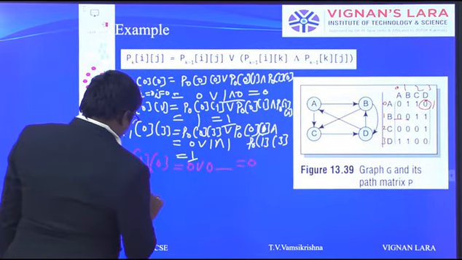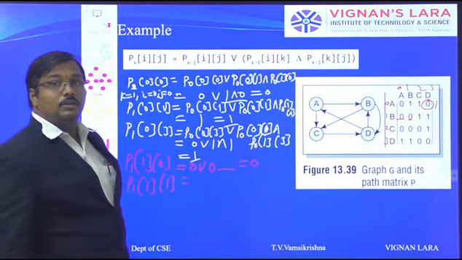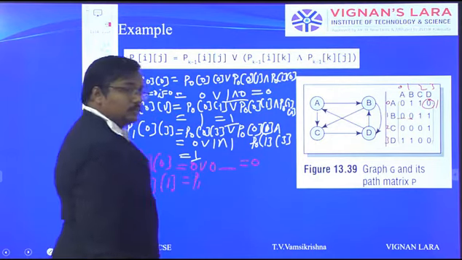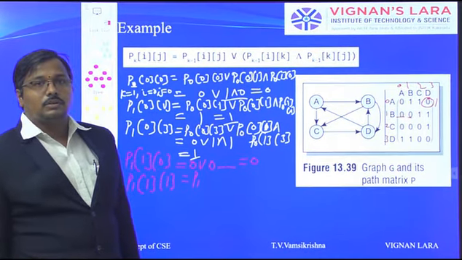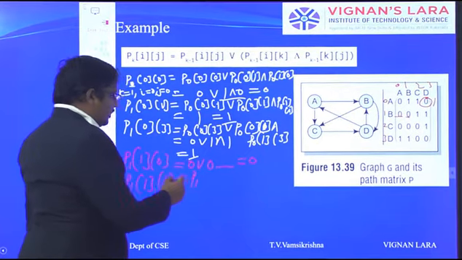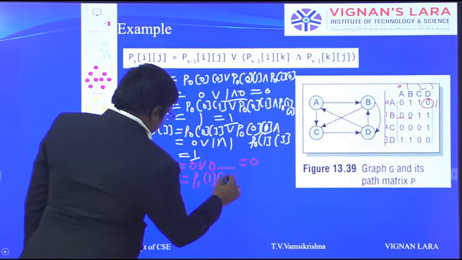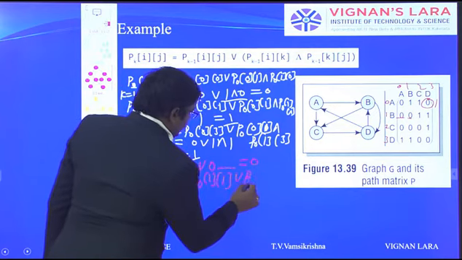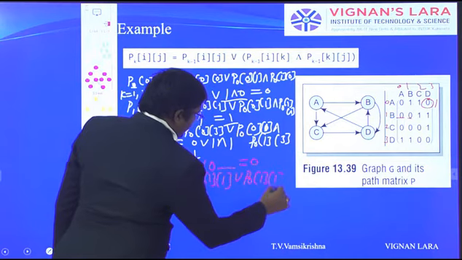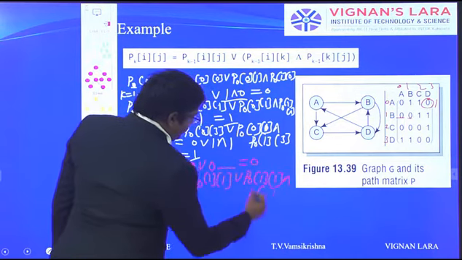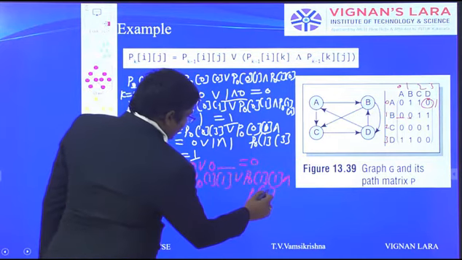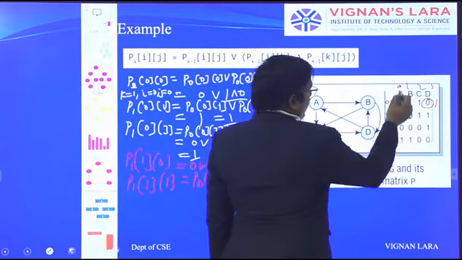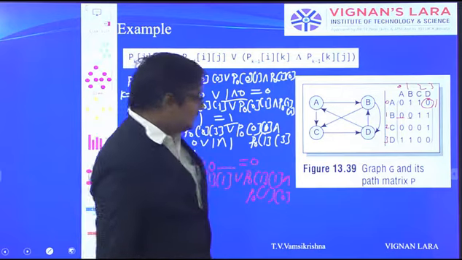Okay, 2, 2. So we are calculating P1 of 1, 1, which is equal to P0 of 1, 1, logical OR, next P0 of 1, 1 with K value also 1, logical AND P0 of K value 1, J value 0. So P0 of 1, 0 value is 0. Means no change.